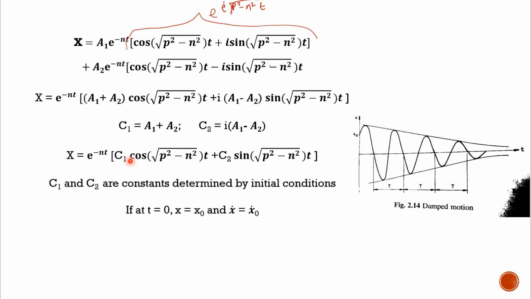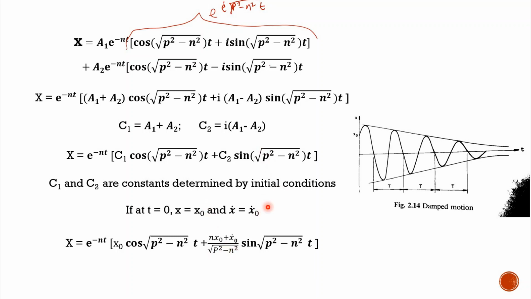Now, in order to find out the values of C1 and C2, we are substituting the initial condition, that is, at time equal to 0. At time 0, the displacement x is equal to the initial displacement x0 and the velocity is the initial velocity x dot 0. Substituting these into this equation, and differentiating it to get the x dot equation, when I substitute, the values become C1 is equal to x0 and C2 is equal to n x0 plus x dot 0 by root p square minus n square.